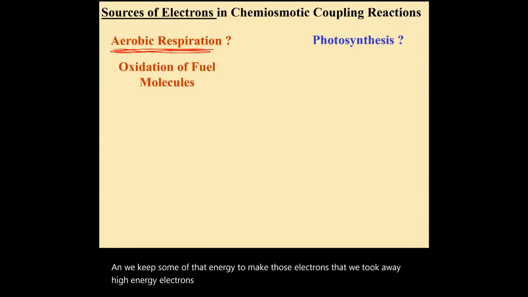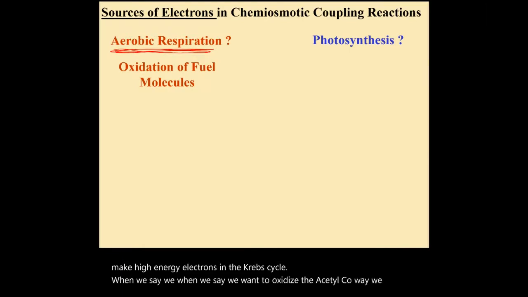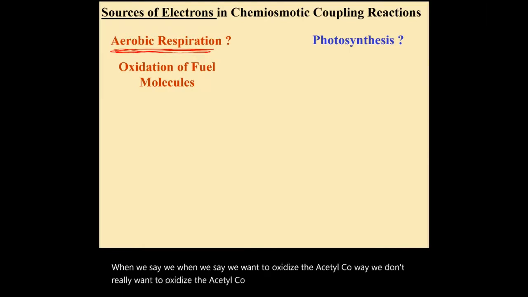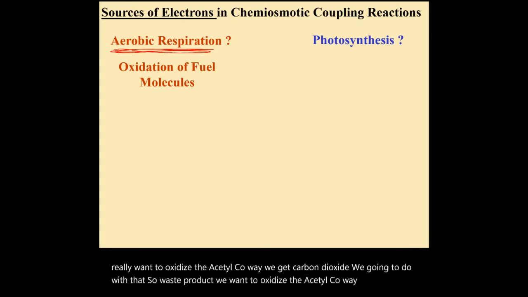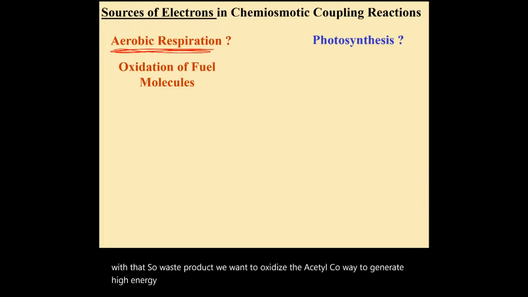That's what we want to make: high energy electrons in the Krebs cycle. When we say we oxidize the acetyl-CoA, we don't really want the carbon dioxide. It's a waste product. Get rid of it. We oxidize the acetyl-CoA to generate high energy electrons, not because we want to make carbon dioxide. What we keep is the high energy electrons.